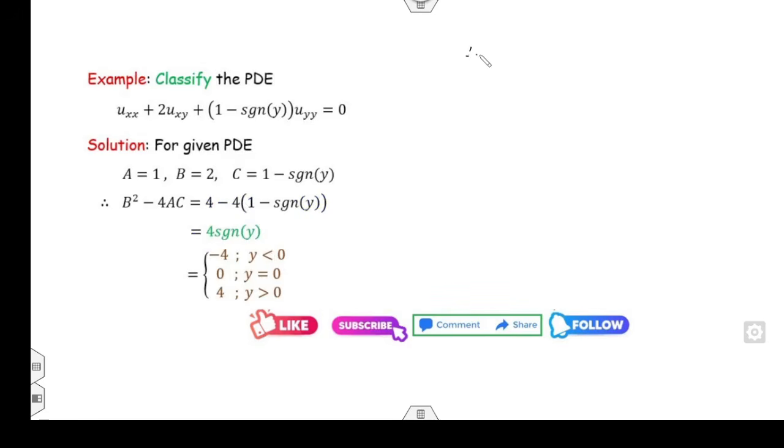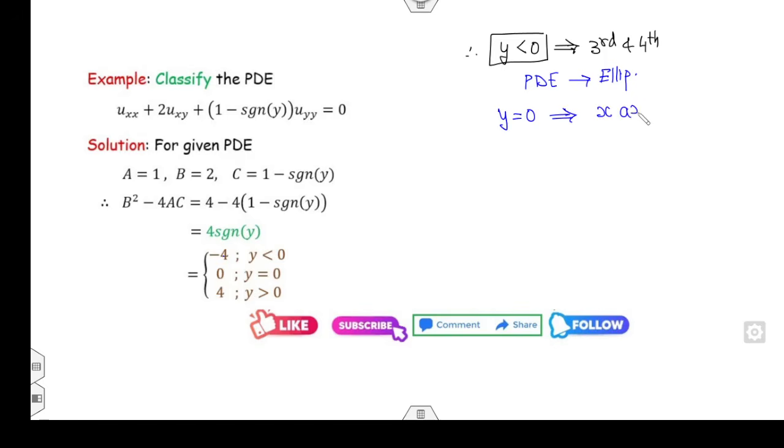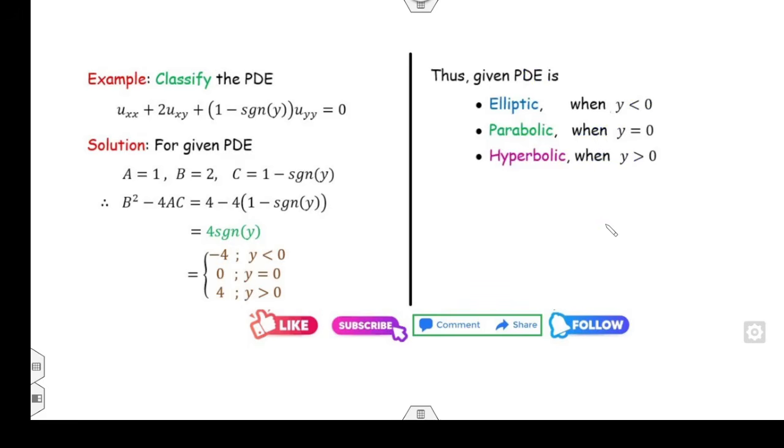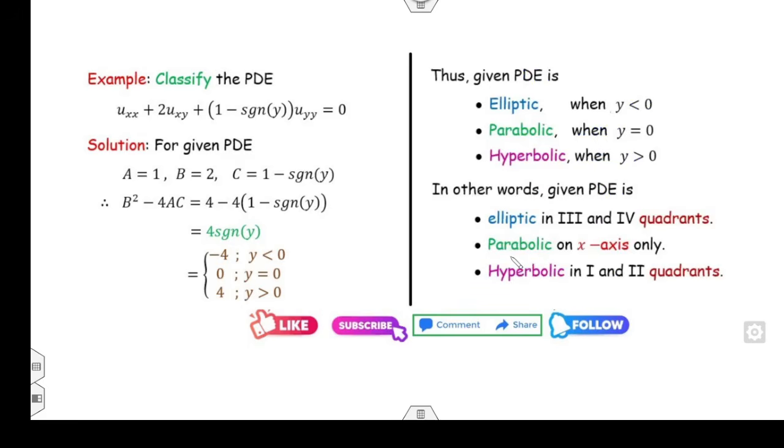So classify the PDE. Whenever y is less than 0, which quadrants is that? That is the third and the fourth quadrant. Whatever the value of x, what will the given PDE be? It is negative, and negative means elliptic. y equal to 0 implies the x-axis, and on the x-axis my given partial differential equation is parabolic. Whenever y is greater than 0, that implies the first and the second quadrant, and the given PDE is hyperbolic. Fine, that means elliptic in the third and fourth, hyperbolic in the first and second.